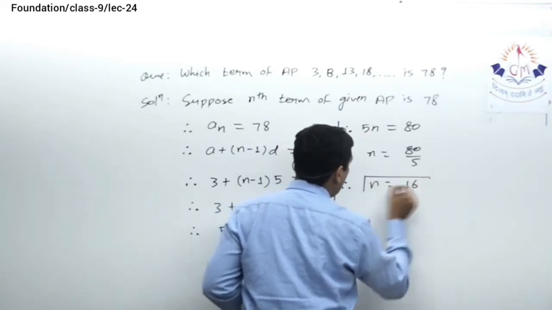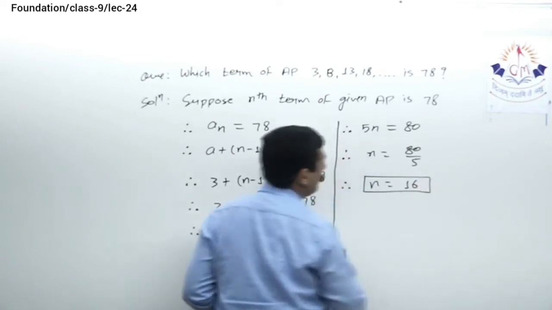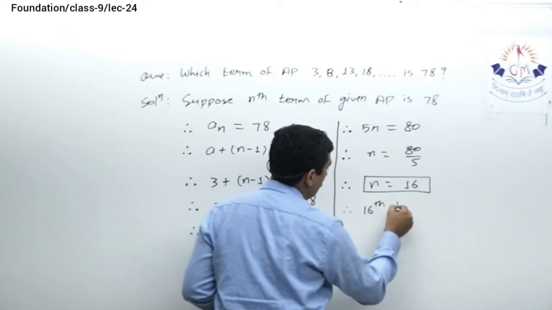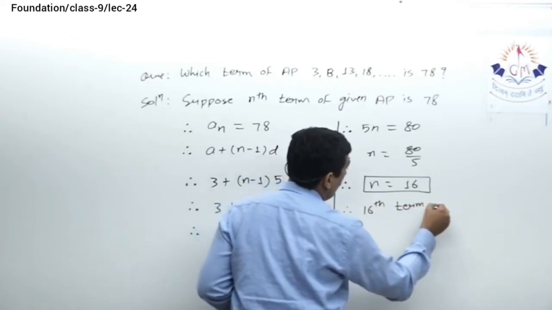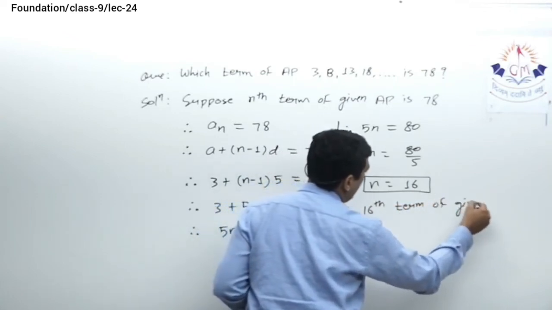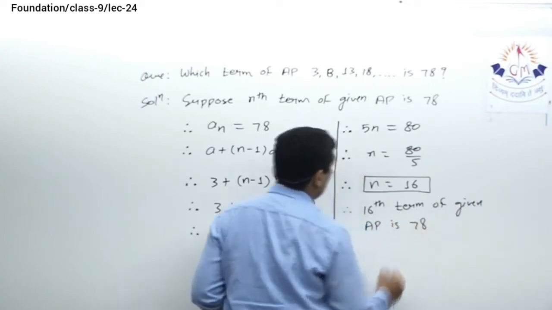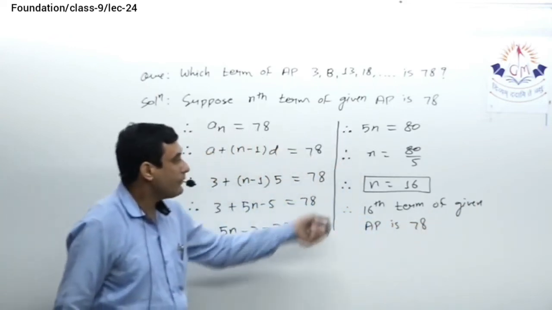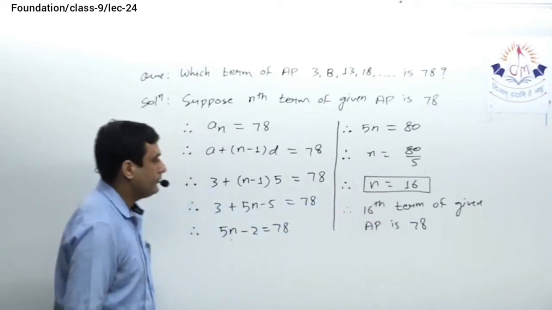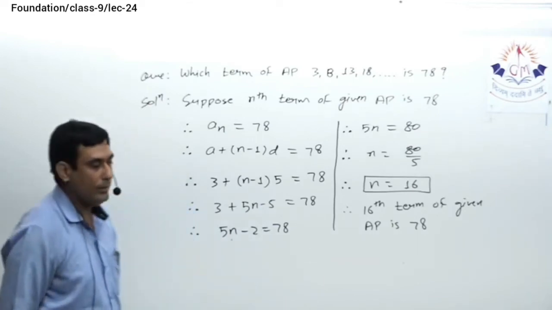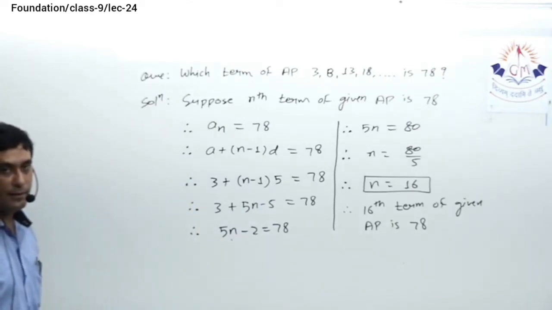It means the 16th term of the given AP is 78. If you want to cross check, find the 16th term, then you will find definitely it is 78. So please note it down, then we'll see the next question.